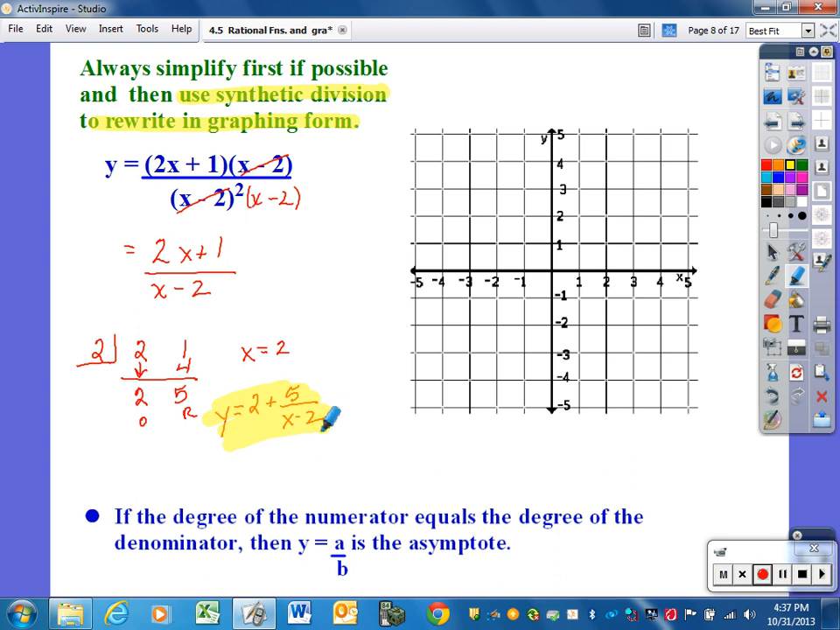So x equals 2 is my asymptote, my vertical one, so x equals 2. My horizontal, y equals 0, but I'm shifting up 2, so y equals 2.